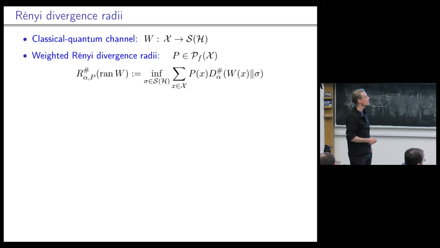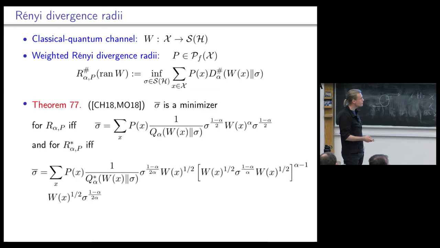So a classical quantum channel has some input signals. They can form an arbitrary set, and the channel outputs a quantum state on each of these input signals. Actually, we don't need to require that this is finite. So this can be the state space of some quantum system or whatever. And remember, this was our definition of the weighted Rényi divergence radii. Well, we defined it for an arbitrary divergence. This hash mark here means that it can be either the PETZ type or the sandwich type. So this was the definition.